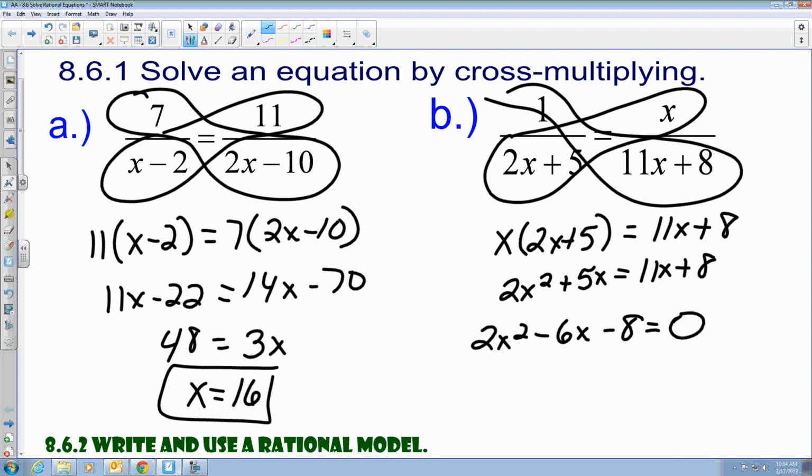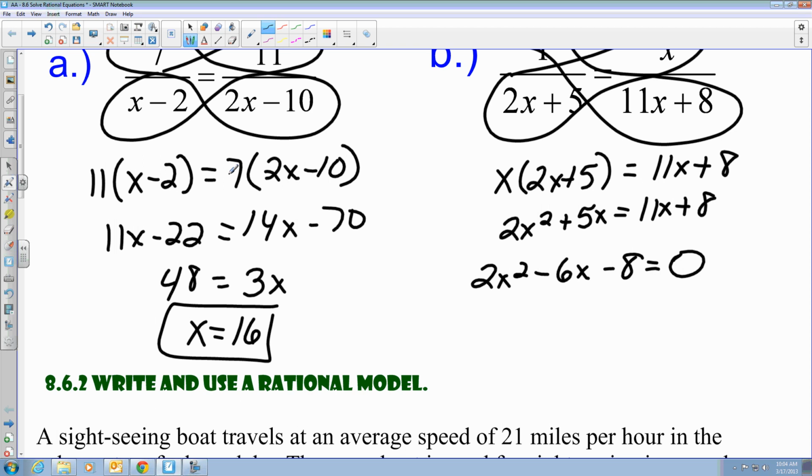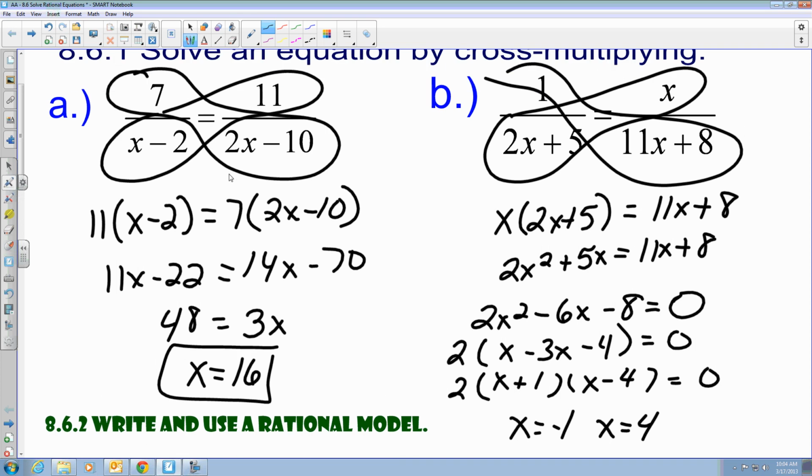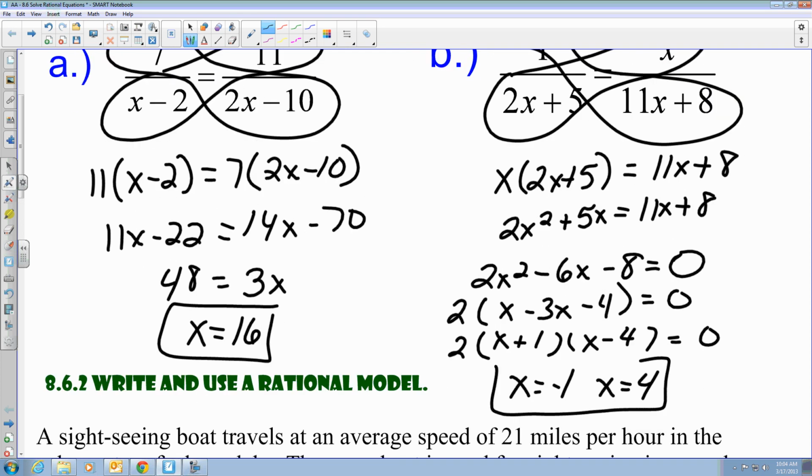So from here, I can divide, or I can factor out a 2. So I can go 2 times x minus 3x minus 4 equals 0. And now I can factor or use reverse FOIL. So I can go x and x, plus and minus, and this would be a 1 and a 4. So I can have x equals negative 1, I can have x equals 4. Make sure you check your solutions to see if they work, and these ones do.